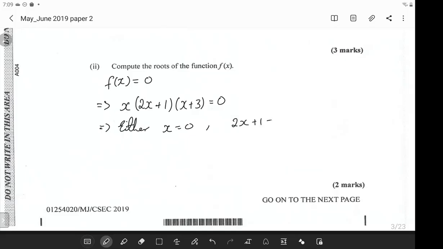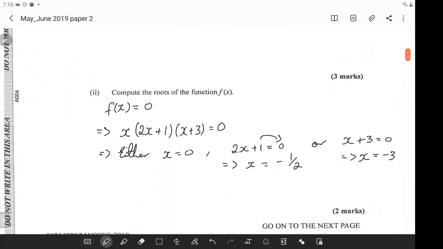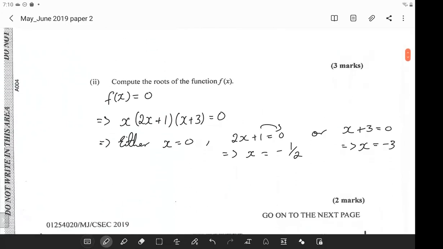So we get either x equals 0, or 2x plus 1 equals 0, which would mean that x is equal to negative a half. Well, we could carry the 1 and divide by 2. Or x plus 3 equals 0, which would mean that x is equal to negative 3. Yes, so these are the roots of our function: x equals 0, x equals negative a half, or x equals negative 3.